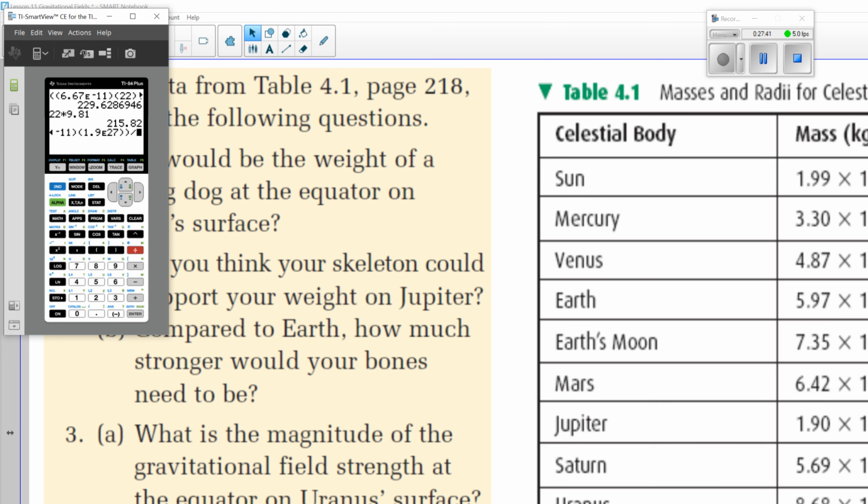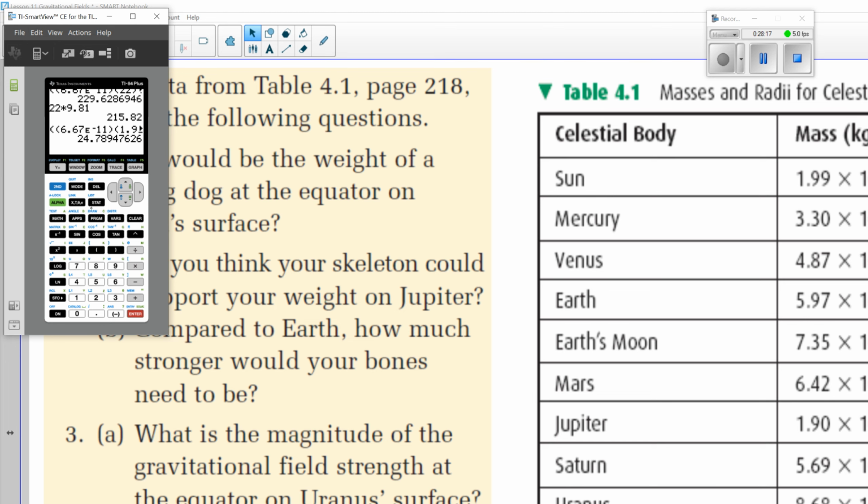And then the radius of Jupiter is 7.15, and I need a bracket there. So on Jupiter, the acceleration due to gravity is almost 25 meters per second squared. On Earth, it's 9.81. It's a lot different, yes? Like 2.5 times different. I'm going to feel 2.5 times heavier.